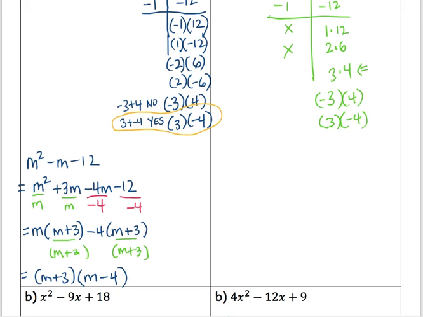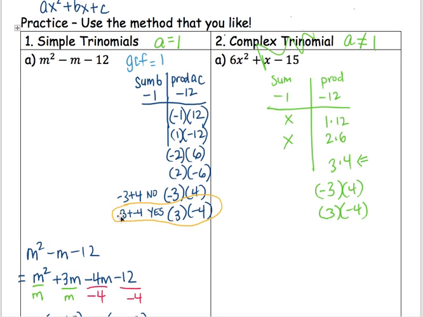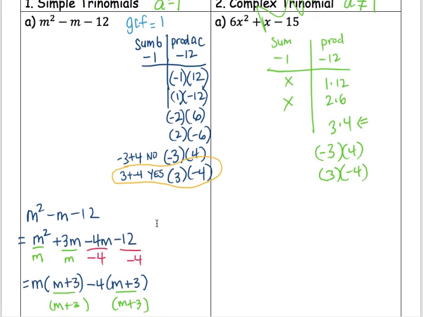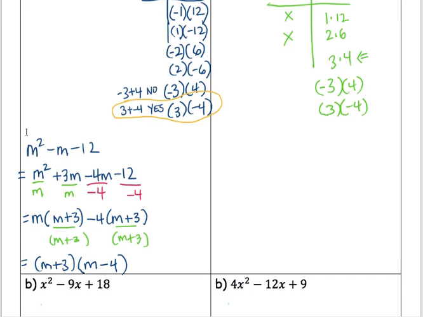And for the people that wanted to use the trig method, you knew that this was an a equals 1 type trinomial, a simple trinomial, so you knew that when you got to your product sum values here, you can jump right to the answer. So this is positive 3, so m plus 3. This is negative 4, so m minus 4.